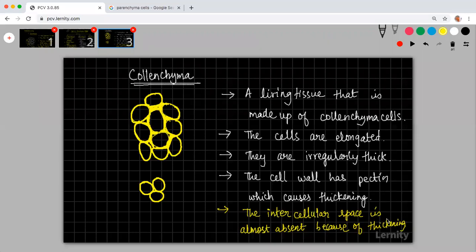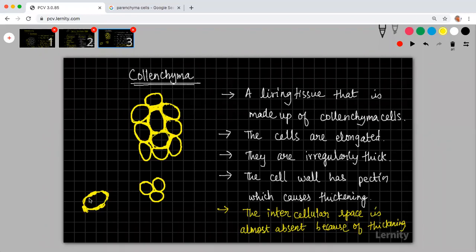What is the meaning of irregularly thick? It means some places will be thicker than other places. Let us say this is a cell. This place might be thick, this place might be thick, and this place is kind of thick. In between there will be thinner areas, so it will not be evenly thick. That is what is irregularly thick. Some places will be thicker than other places. This kind of thickening is what we call uneven thickening, or irregularly thick.